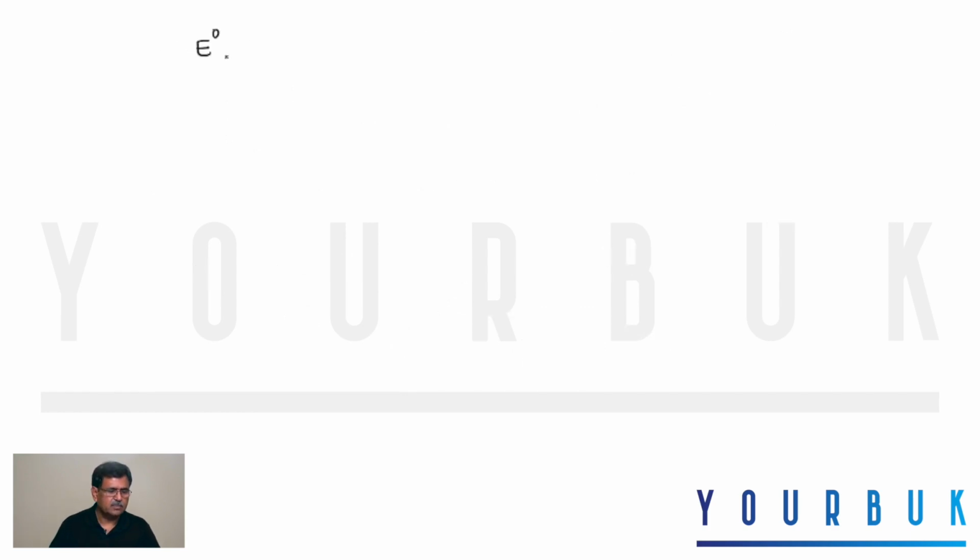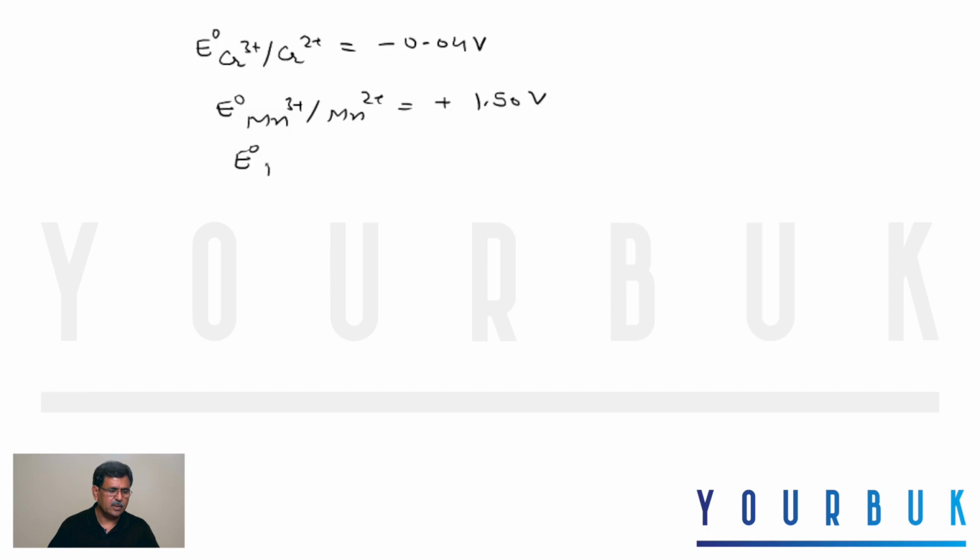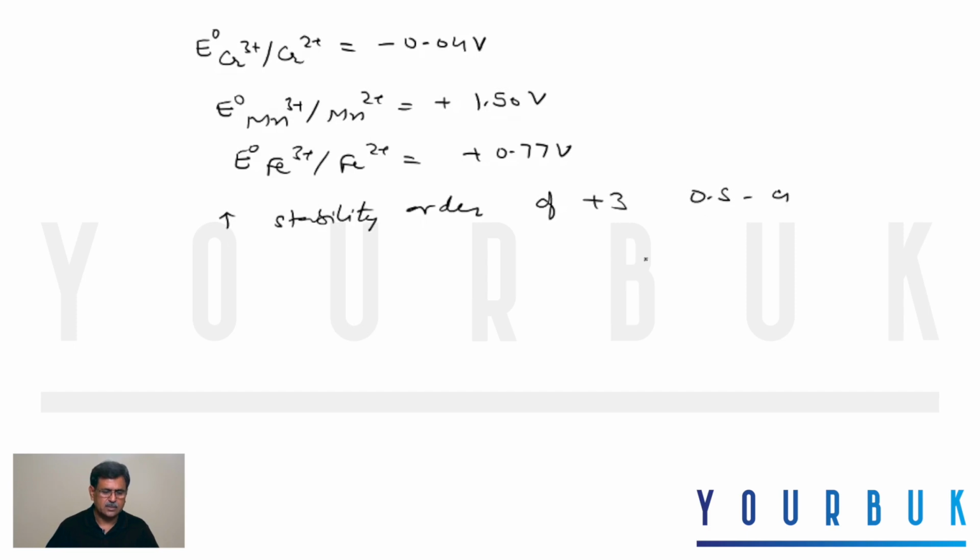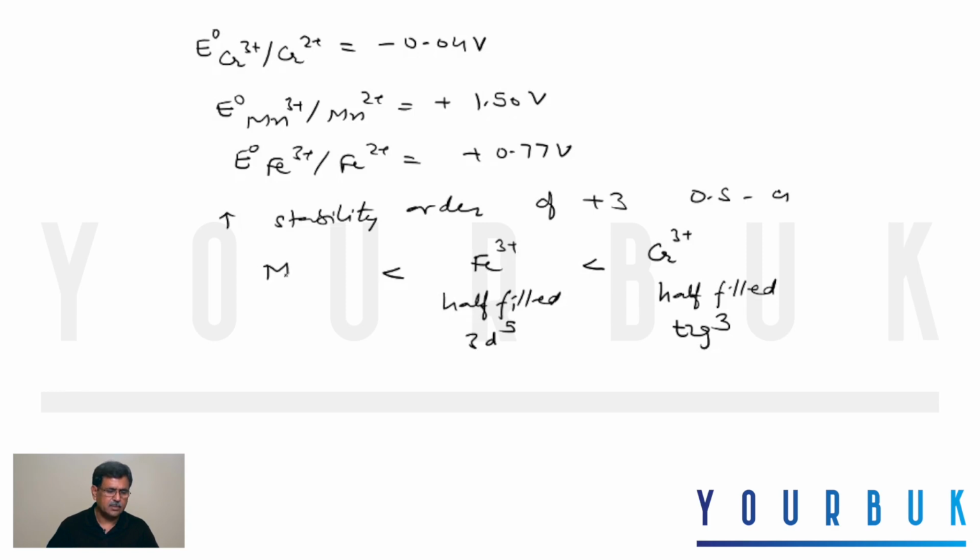For example, if these values are given, chromium 3+ to chromium 2+ is minus 0.41 volts, the E degree value of Mn3+ to Mn2+ is plus 1.50 volts, and the E degree value of Fe3+ to Fe2+ is plus 0.77 volt, then the increasing stability order of the plus 3 oxidation states is this. Chromium 3+ is the most stable because it has a half filled t2g3 configuration. Next comes iron 3+, which has a half filled 3d5, and the least stable is Mn3+, which has a configuration of argon 3d4.